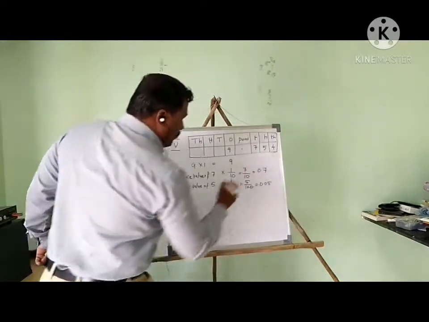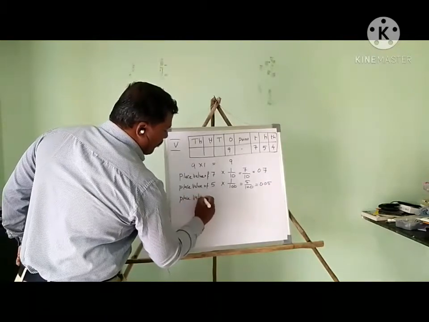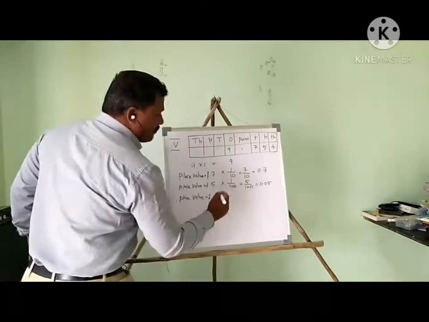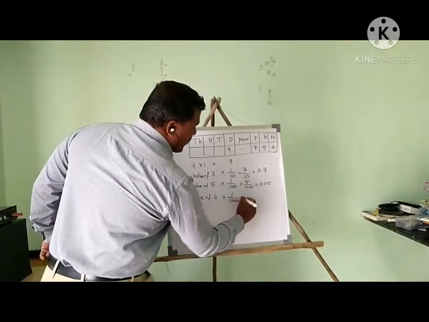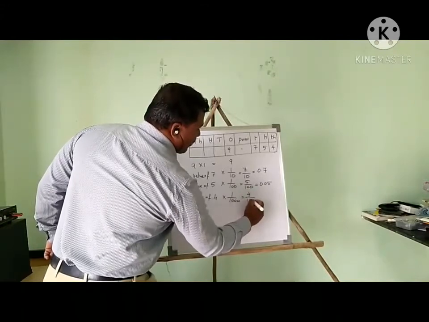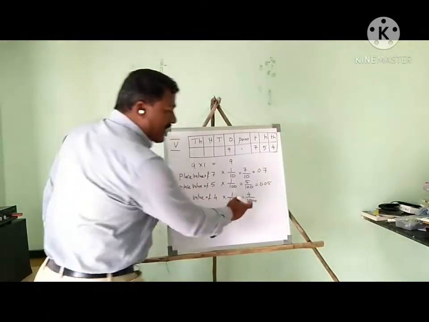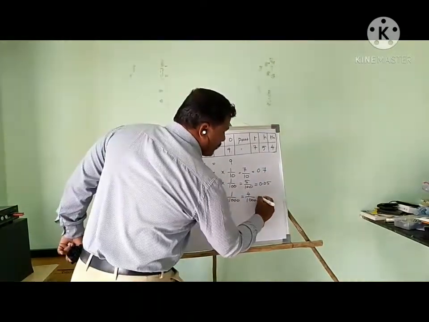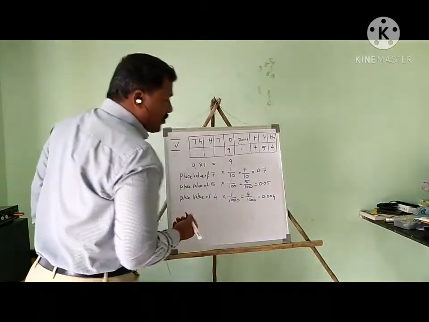Then the fourth place, the place value of 4 is 1000. So 1 by 1000, we can write 4 divided by 1000. This is a fraction, and we can write it in another format: 0.004.